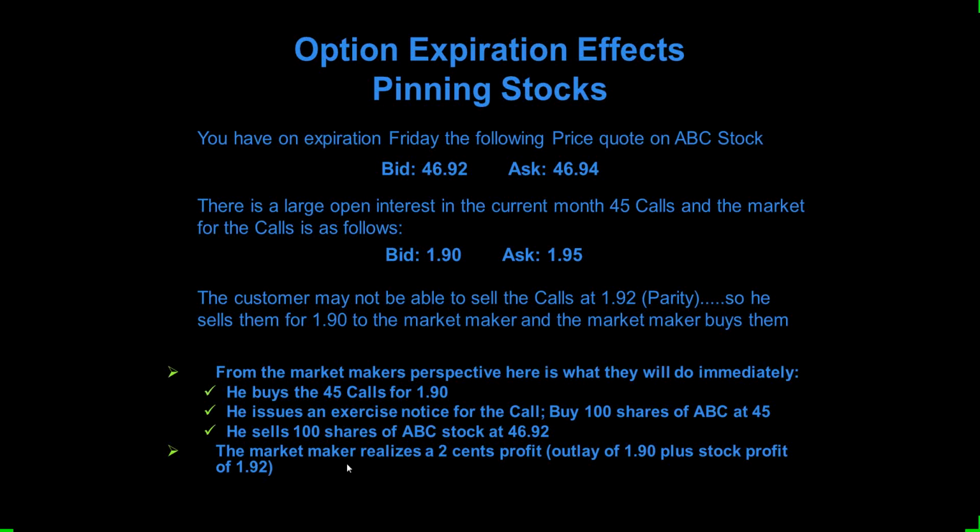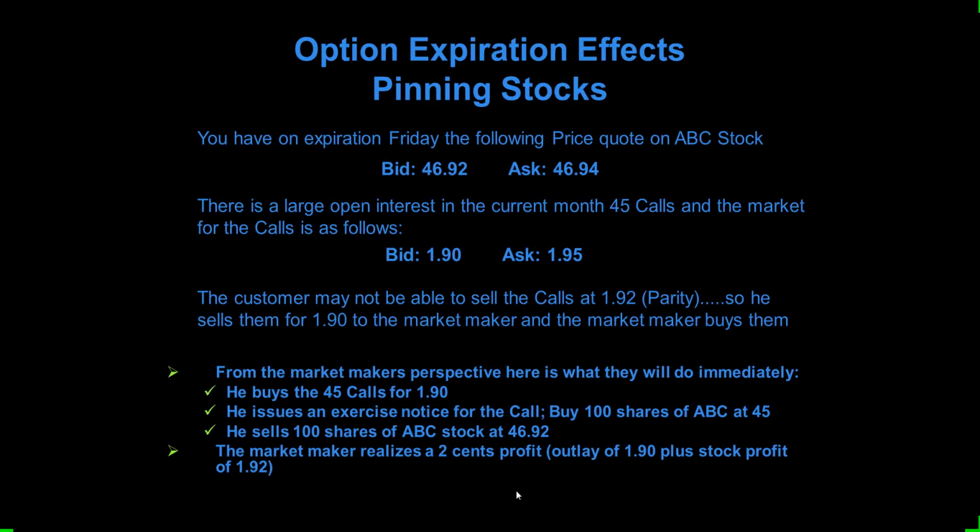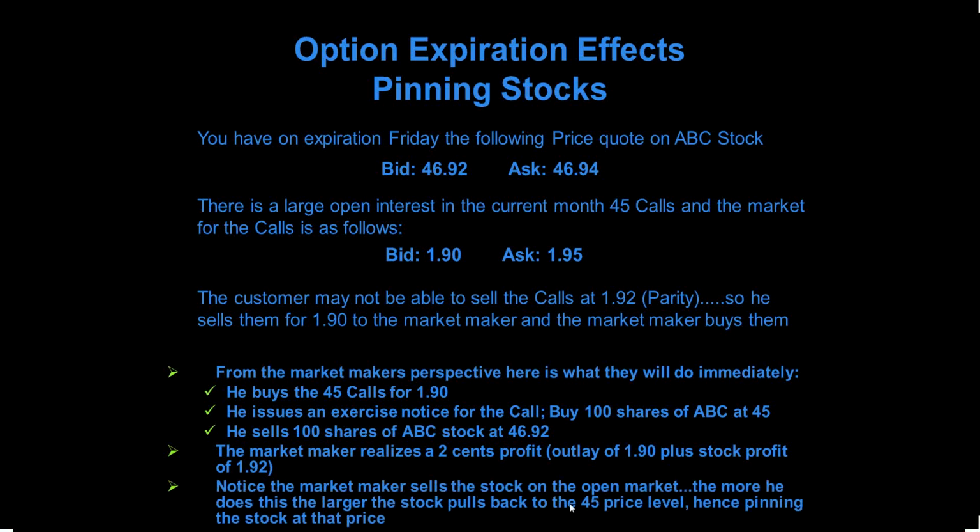But when a market maker does this, look at one of the things that he's doing in order to affect this transaction. He's selling 100 shares of stock at $46.92. He gets exercised, he buys 100 at 45, he sells at $46.92. And selling the stock on the open market like this, the larger it gets, the more the stock pulls back to 45. That's what he ends up driving the price down to. That's why you have pinning. Certain stocks pin more than others. Google is a really good one to pin.